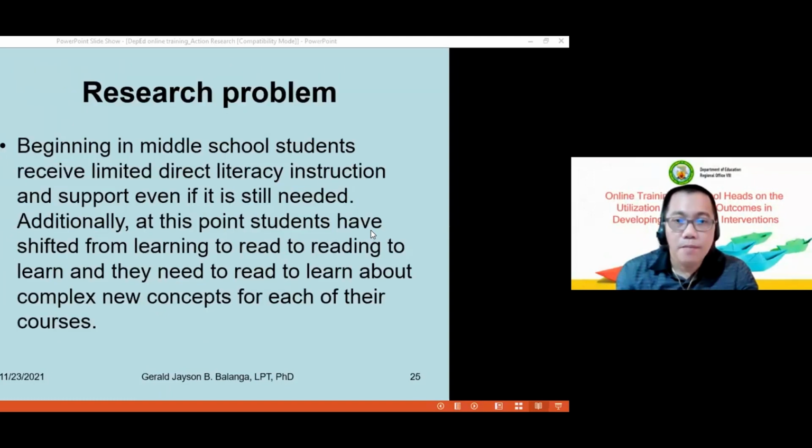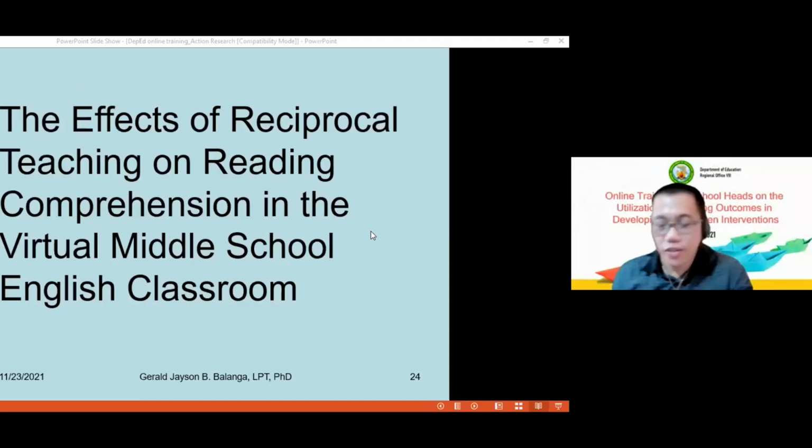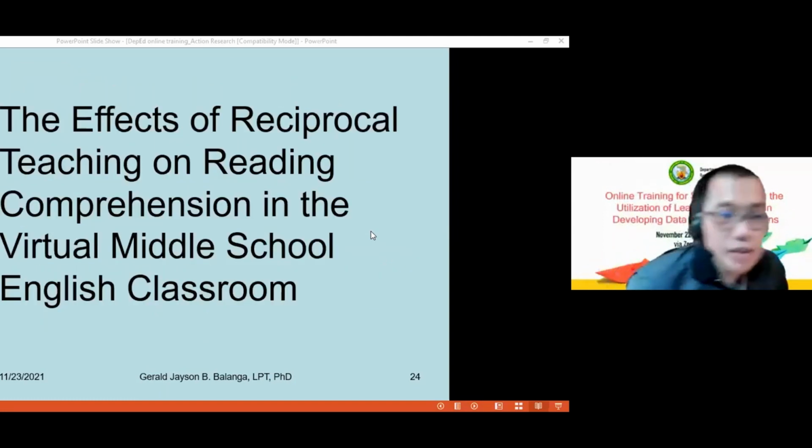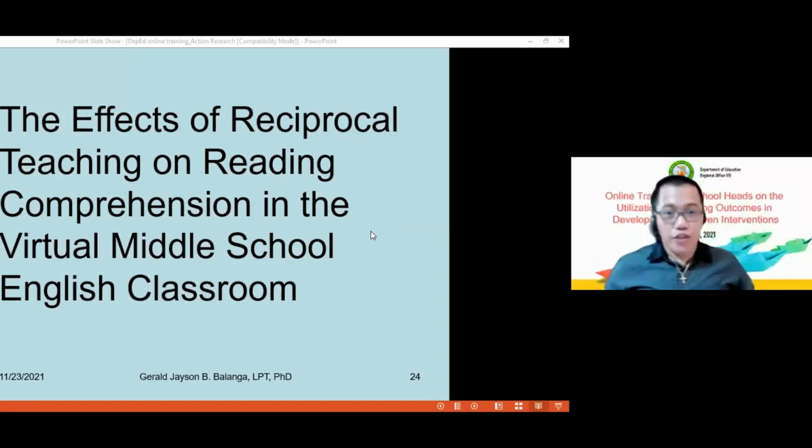Now, here are examples of published action research. These are published action research.